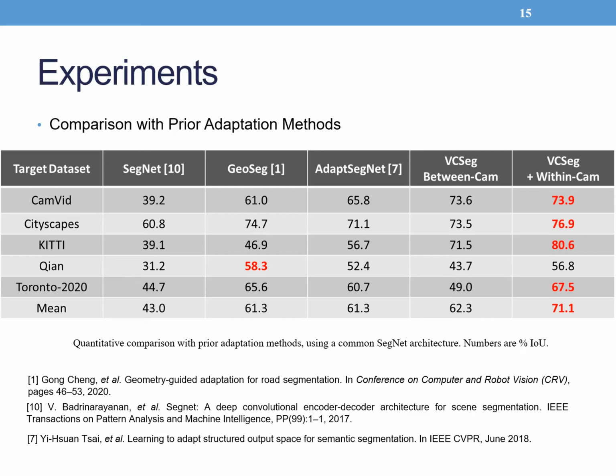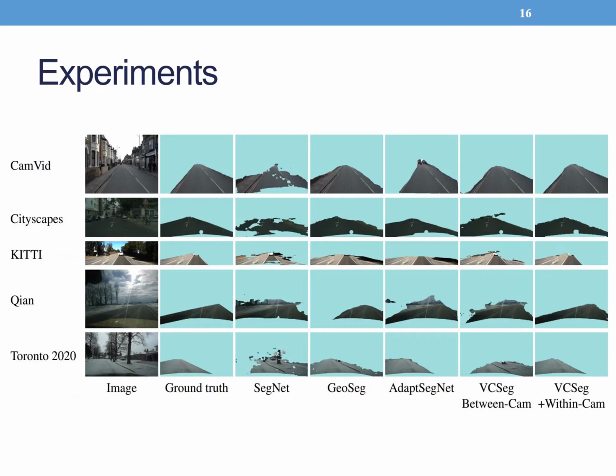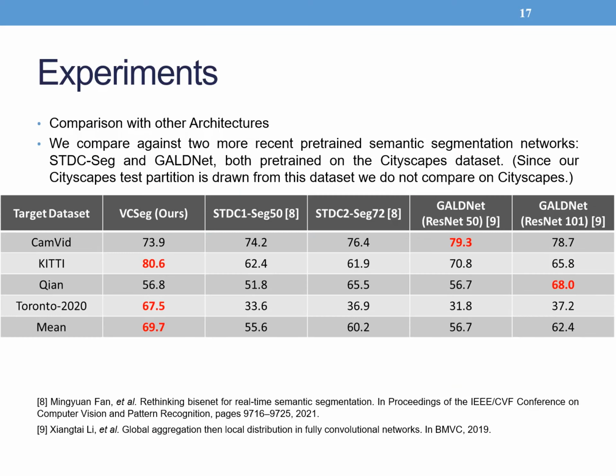We find that our between-camera reprojection method leads to a dramatic improvement against the SegNet. After adding the within-camera shift reduction, we observe a second dramatic improvement, which makes our IoU reach 71.1% with a 9.8% lead over the prior best method. And here are some segmentation examples. We also compare against 2 more recent pre-trained semantic segmentation networks with different architectures. For more details about our work, please review our paper.